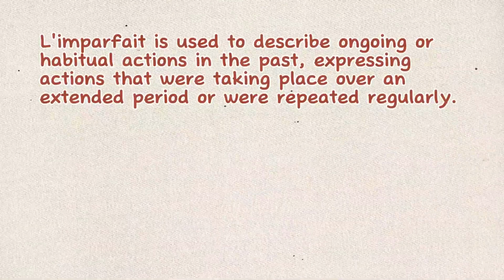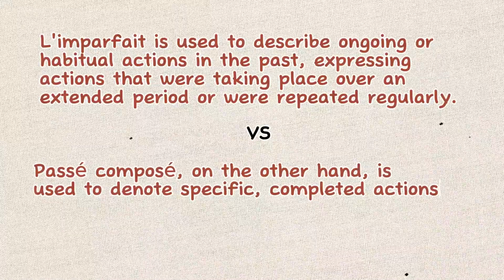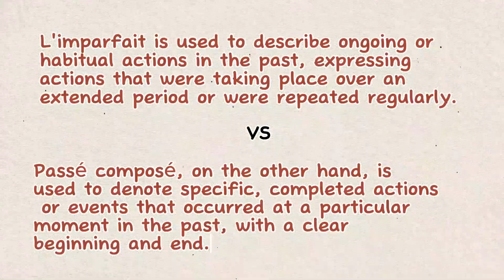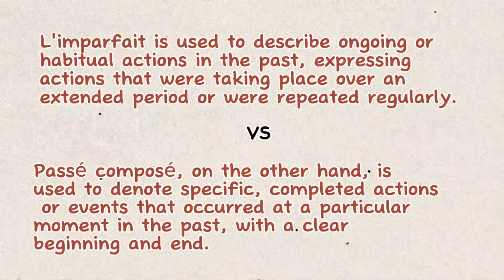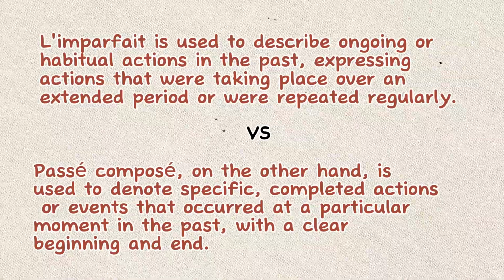It's pretty clear. But le passé composé, on the other hand, please take note, is used to denote specific completed actions or events that occurred at a particular moment in the past with a clear beginning and end. So you understand the duration versus specificity? The imparfait is still ongoing, but le passé composé is completed, done and dusted. Let's take a look at point 2.